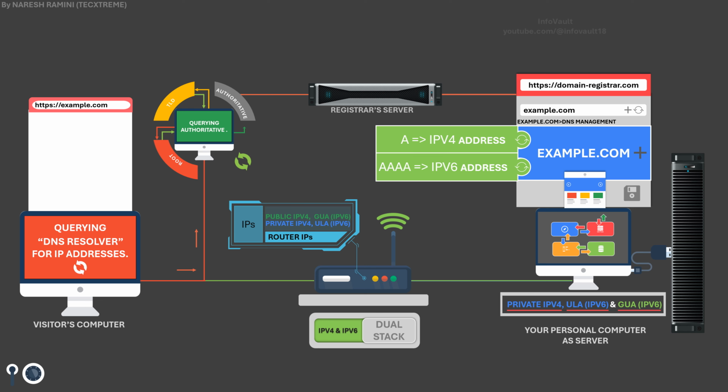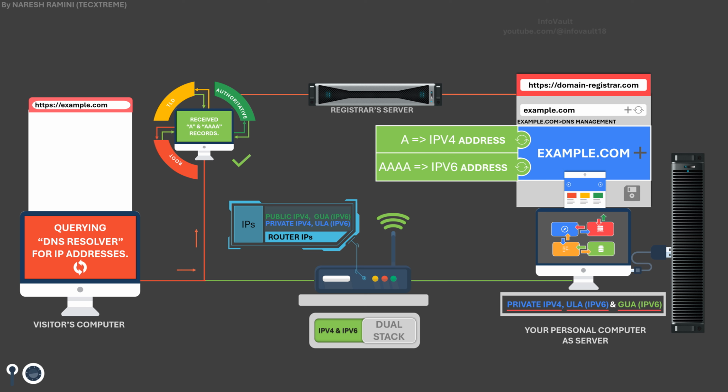The DNS resolver queries the responsible authoritative name server suggested by the TLD name server. The authoritative name server stores the DNS records of domain names under a specific extension, like .com. So, the authoritative name server checks its records for the example.com's DNS records. Once found, it provides the available A and Quad A records of the example.com to the DNS resolver.